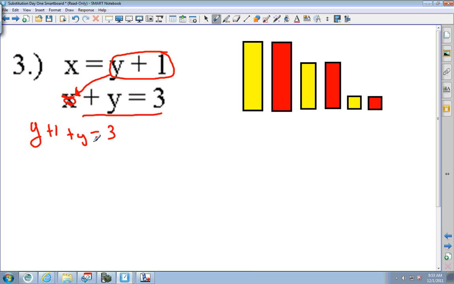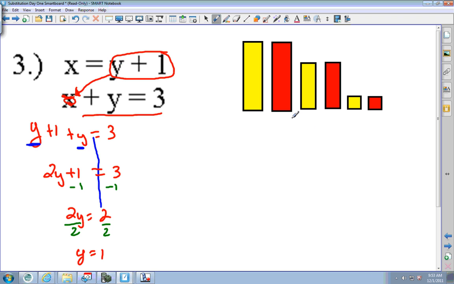Let's solve for y now. I have 2 y's, so I have 2y plus 1, and that equals 3. Subtract 1 from each side. I get 2y equals 2. Divide by 2. What does y equal?